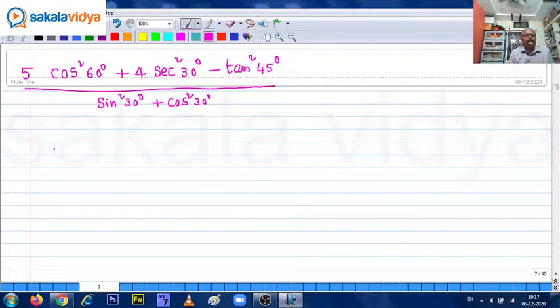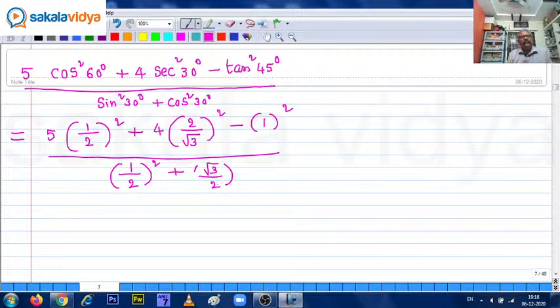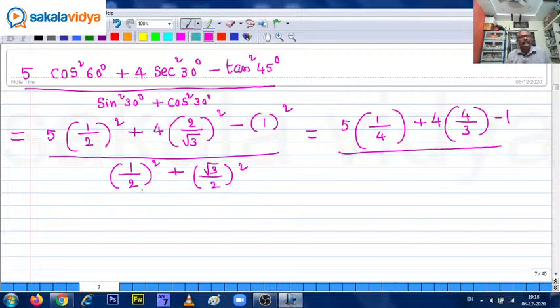So this equals 5 times 1 upon 2 whole square plus 4 times 2 upon root 3 whole square minus 1 square. Tan 45 is 1. Upon sin 30, 1 upon 2, sin square 30 means 1 upon 2 whole square. Cos square 30, cos 30 is root 3 by 2, so root 3 by 2 whole square. This is 5 times 1 upon 4, 1 by 2 whole square, plus 4 times 2 by root 3 whole square is 4 upon 3. So minus 1 upon, this is 1 upon 4 plus root 3 square is 3 upon 4. Right.